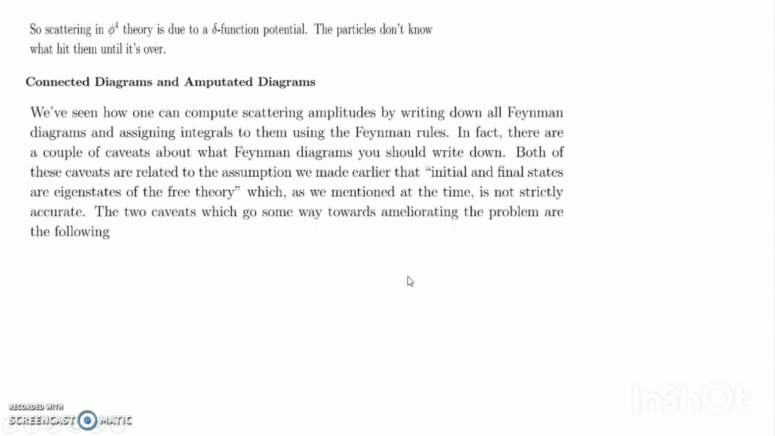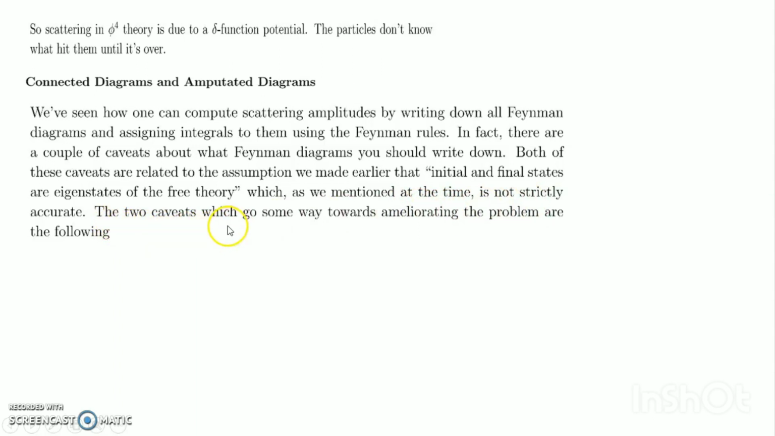So we have seen how one computes amplitudes by writing down all Feynman diagrams and assigning integrals to them using the Feynman rules. In fact, there are a couple of caveats about the Feynman diagrams you should write down. Both of these caveats are related to the assumption we made earlier, that the initial and final states are eigenstates of the free theory, which, as we mentioned at the time, is not strictly accurate.